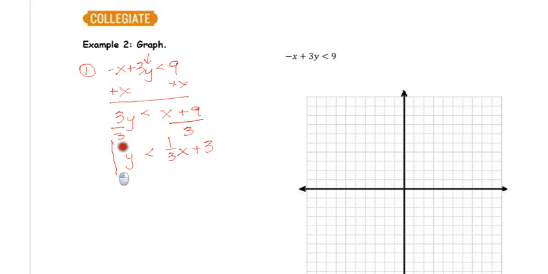This is the inequality that I want to be able to graph here. And again, just like with an equation, I'm going to start at the y-intercept. So here's 3. Put a dot at 3. And the slope is 1/3. I'm going to go up 1 over 3. Up 1 over 3.